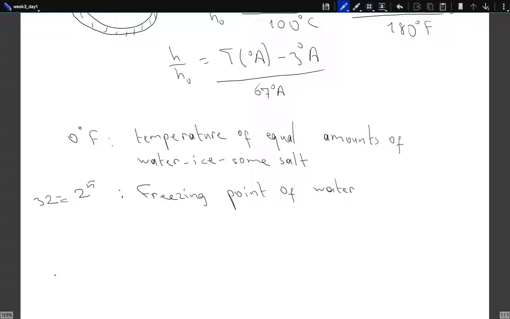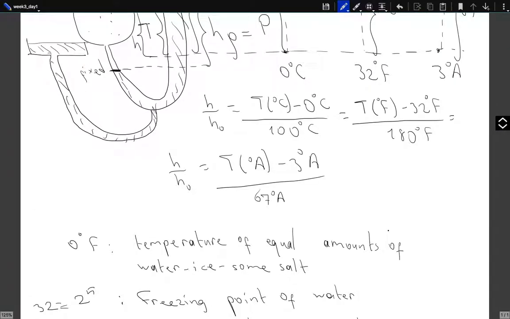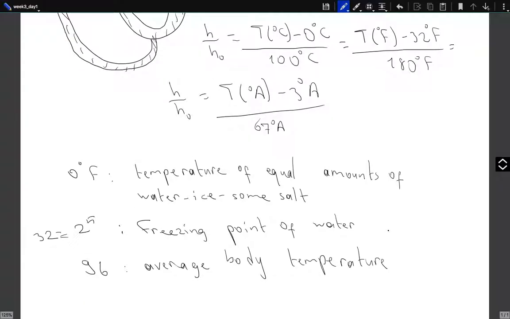And some other number that is nice, as 32, is 64. Add 64 to that, you get 96, the average body temperature. This is the average body temperature of a human being that is not sick, of course. So that's probably what they say. That's probably why Fahrenheit chose these scales.